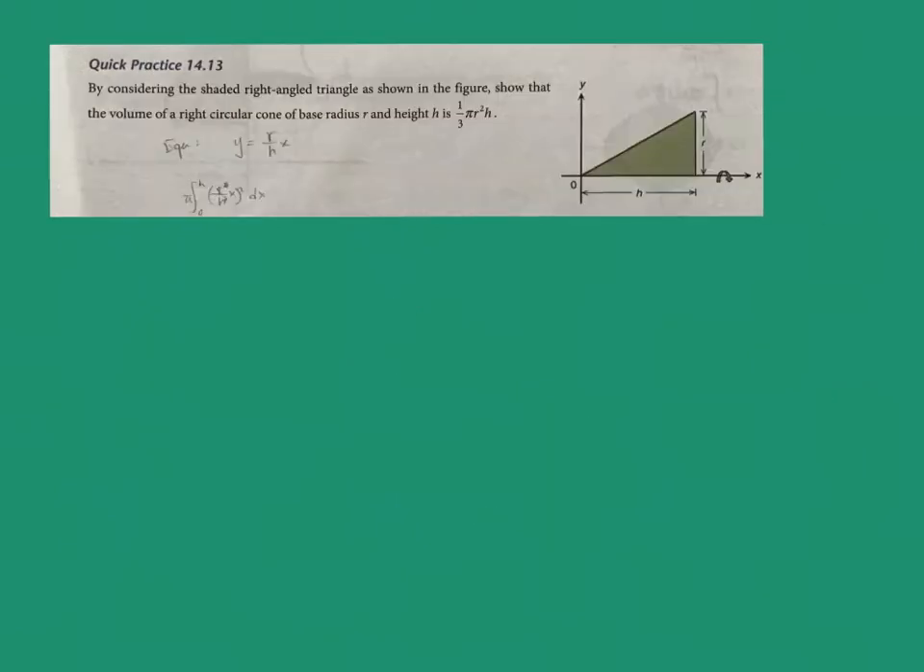Another example. Sometimes we can use this technique to derive the formula for the volume of some common figures. For this one, a straight line is given, and we want to revolve it about the x-axis so that you form a right circular cone. Now we are going to prove that the volume is 1/3 pi r squared h.